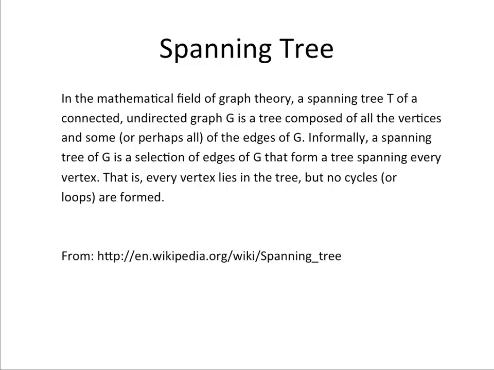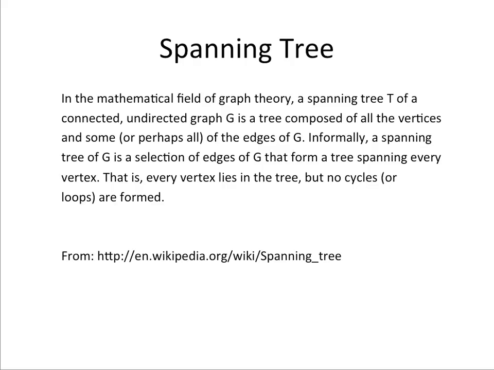Because sometimes in a graph, there might be multiple ways in which nodes are connected. It turns out it is adequate for a graph to be a spanning tree if there is at least one way in which the edges are connected, right? Informally, a spanning tree of G is a selection of edges of G that form a tree spanning every vertex. So we have a graph with lots of links. It turns out we want a graph with edges that touch all the vertices in the graph. That's what we're looking for.